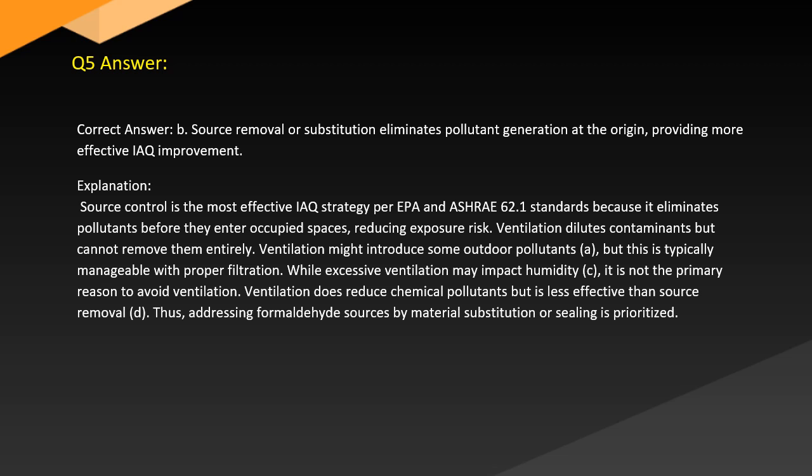Ventilation dilutes contaminants but cannot remove them entirely. Ventilation might introduce outdoor pollutants, A, but this is typically manageable with proper filtration. While excessive ventilation may impact humidity, C, it is not the primary reason to avoid ventilation. Ventilation does reduce chemical pollutants but is less effective than source removal, D. Thus, addressing formaldehyde sources by material substitution or sealing is prioritized.